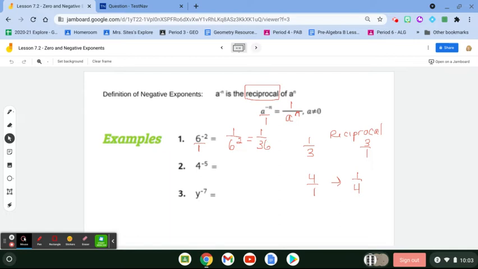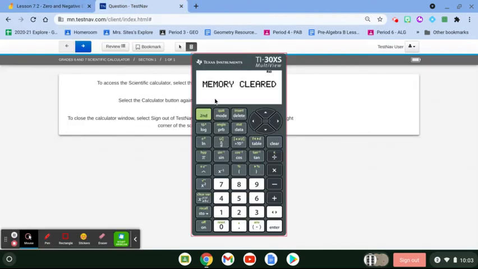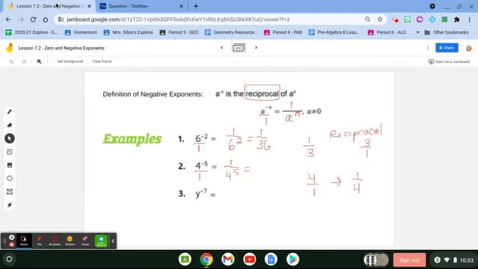I'm going to do the same thing for the second example. I have 4 to the negative 5th. So I'm going to put a 1 underneath it, and I'm going to flip it. So it becomes 1 over 4 to the 5th power. That means I want 5 copies of 4. So I'm going to do that right here on my calculator. So I want 4 to the 5th power. That's 1024. So my final answer would be 1 over 1024.